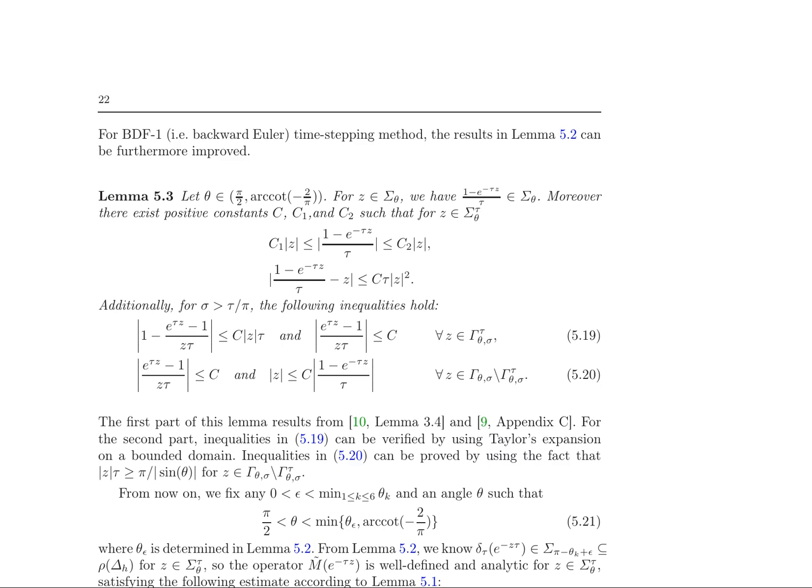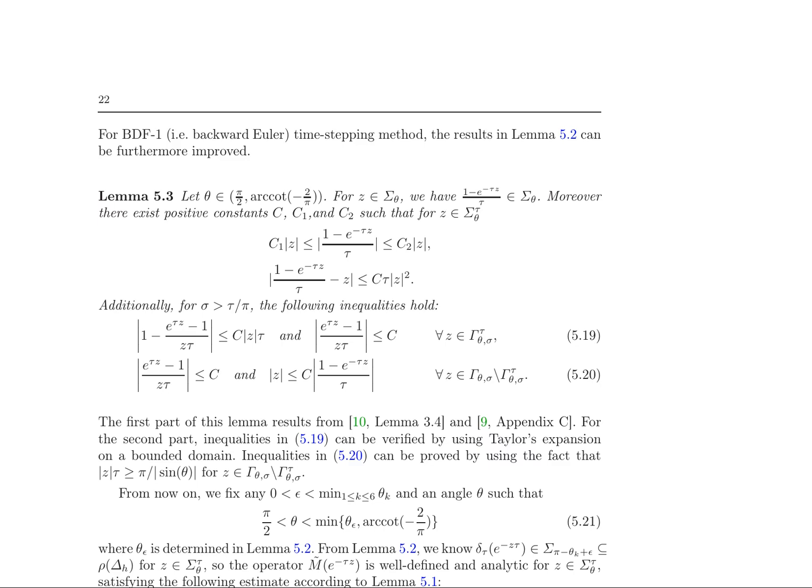For σ greater than τ, π, the lemma provides further inequalities involving the function e^{τz}, 1, z, τ. The proof of lemma 5.3 relies on Taylor's expansion on a bounded domain and the fact that |z| is greater than or equal to π sin θ, for z in Γ_{θ,σ}.